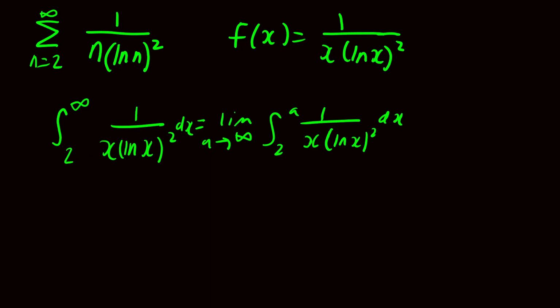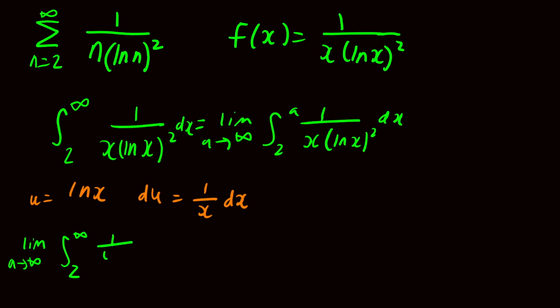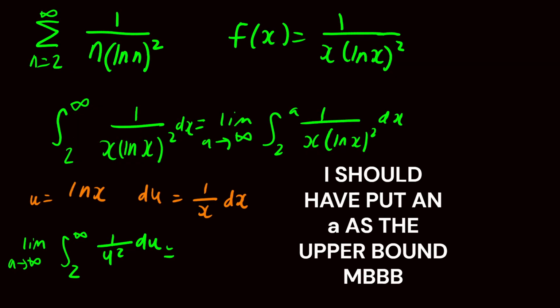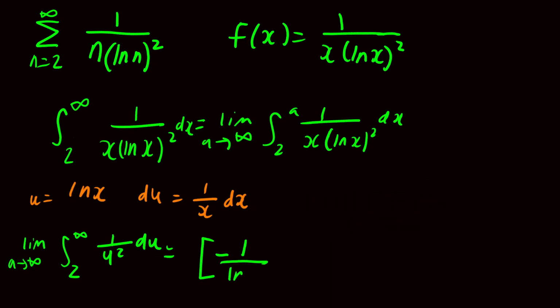And now we're going to have to do a little bit of u substitution. So our u, let me use orange again, u would be ln x. You want to make sure you're really comfortable with integration when you're doing this. So it would be the limit as a approaches infinity of the integral of 1 over u squared du, because the x's will cancel out. And then you would get negative 1 over u, which is ln x.